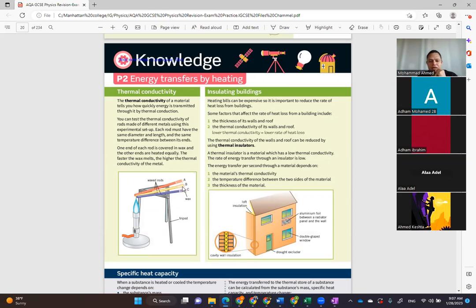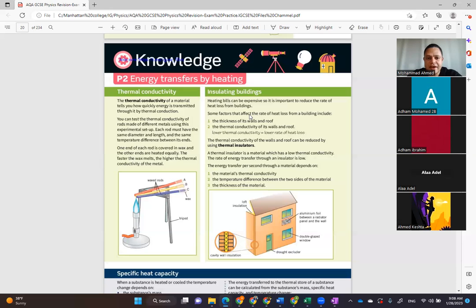So an application of thermal conductivity is insulating buildings. Heating buildings can be very expensive, because once you start the heating, the heat is lost from some buildings very fast. So we need a building with low thermal conductivity. If the thermal conductivity of the walls and roof is very small, the amount of heat transfer will be very small. So we're going to keep the temperature inside the building, and we're going to save electricity.